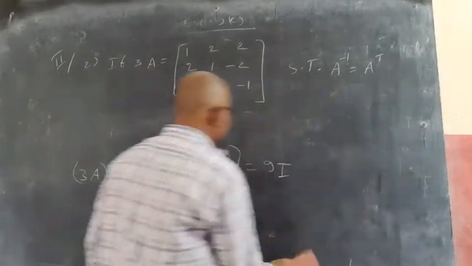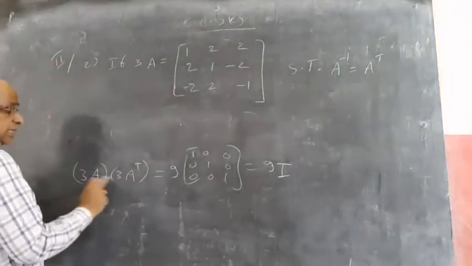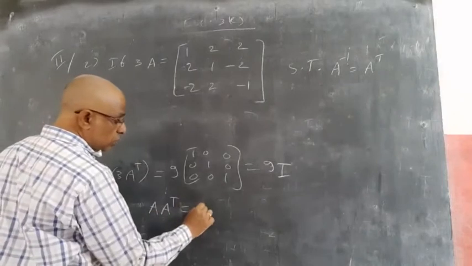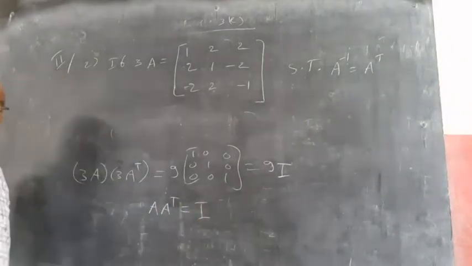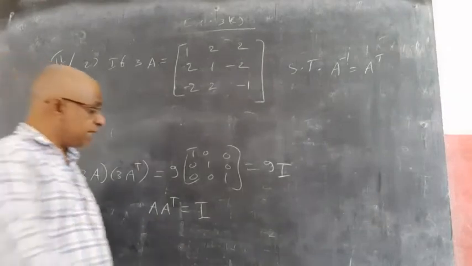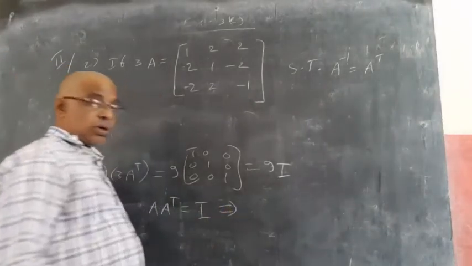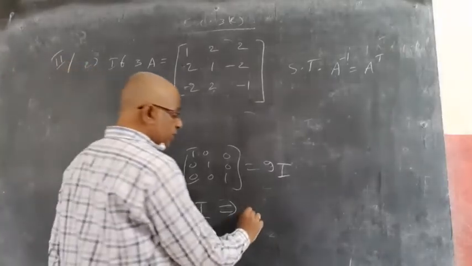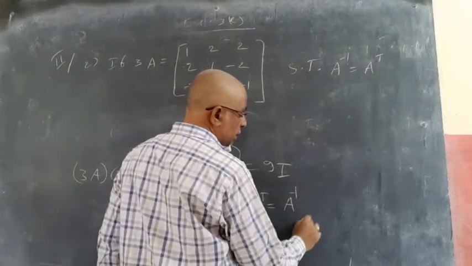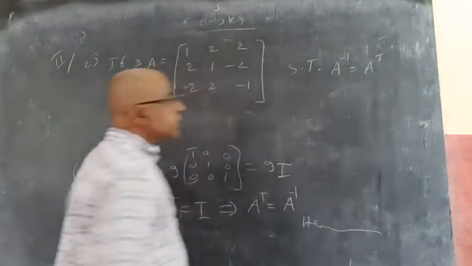So if I cancel 9 on both sides, 3 times 3 is 9, what is left is A into A transpose equal to I. Since AB equal to BA equal to I implies B is A inverse, as I told, A transpose equals A inverse. Hence true.